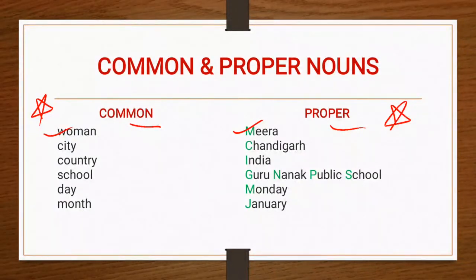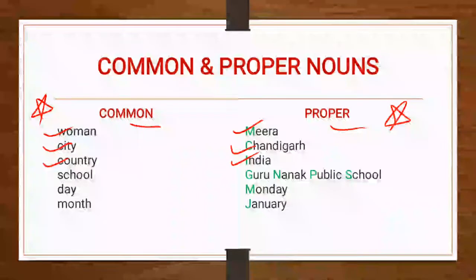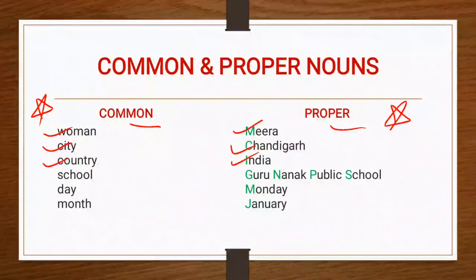In the next two, we have city and country. They are common nouns. But the words like Chandigarh and India, they are the names of a specific city and one specific country. So they are proper nouns.